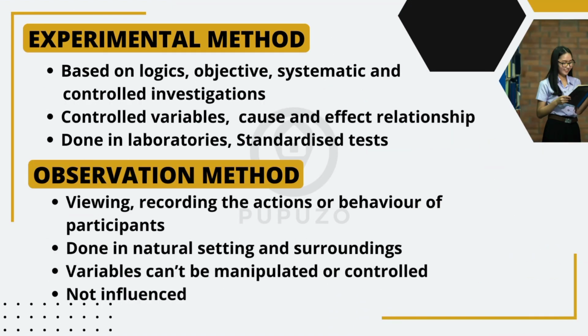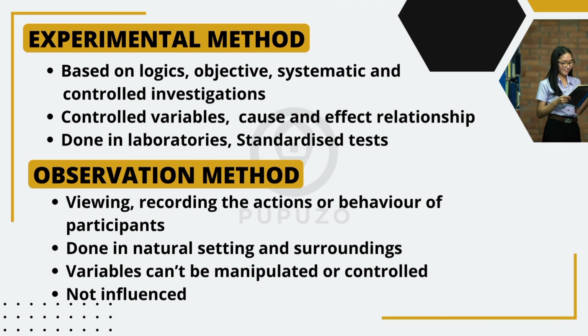The first method we'll discuss is the experimental method. This method is based on logic, objectivity, systematic procedures, and controlled investigations. In experimental research, variables are carefully controlled, allowing researchers to establish cause and effect relationships. This method is often conducted in laboratory settings, where standardized tests and procedures are employed.